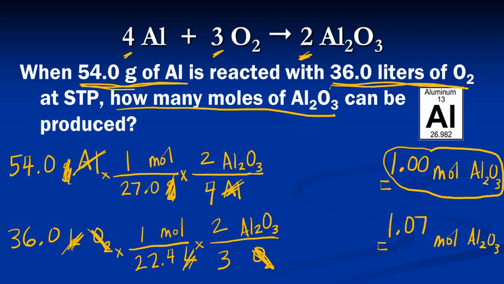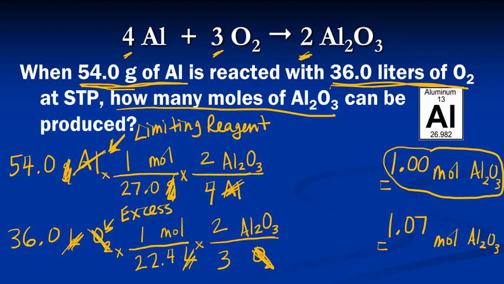Now if we go back here to the beginning, the reactant that produces that smaller amount, which is aluminum in this case, is the limiting reagent. And so that means that aluminum is what's going to run out in this problem. And then the reactant that did not produce the smaller amount, the oxygen in this case, is going to be the excess reagent. And so we'll have oxygen left over.